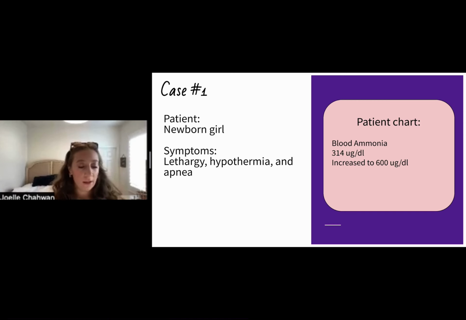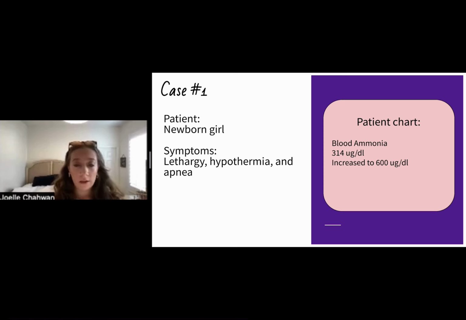Okay, we'll be discussing case number 1 first. The patient is a newborn girl and she has symptoms of lethargy, hypothermia, and apnea, and this has developed within her first 24 hours. She has done blood work and was presented with these ranges. This is her patient chart.